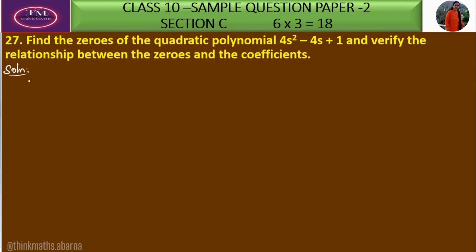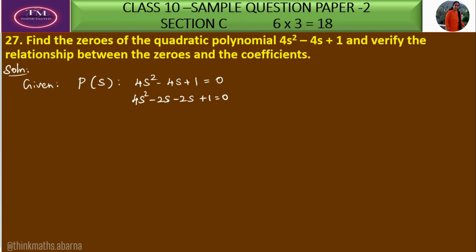Now what is given? It is given a polynomial in s. So it is given 4s square minus 4s plus 1. So this is the polynomial. We have to find out the zeros. So let us equate this to 0. Here the product is 4 and the addition is minus 4. So we can take minus 2 and minus 2. So we can write this as 4s square minus 2s minus 2s plus 1 equal to 0.